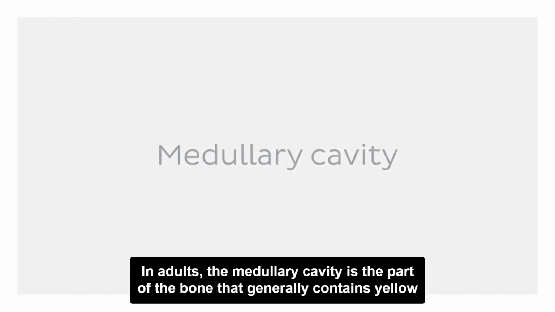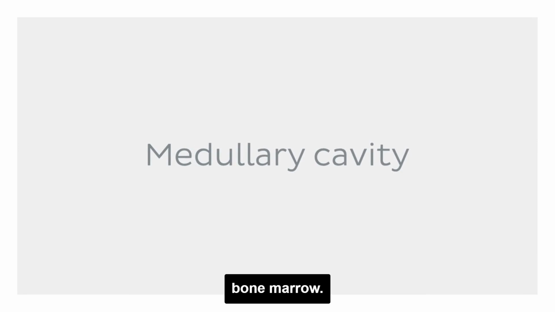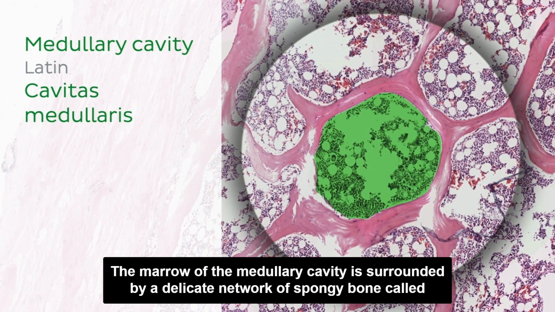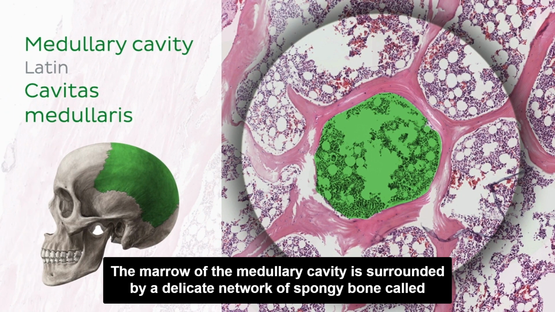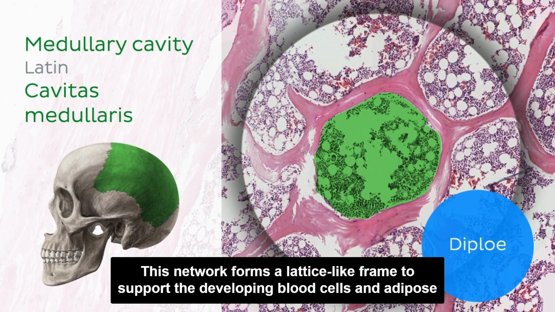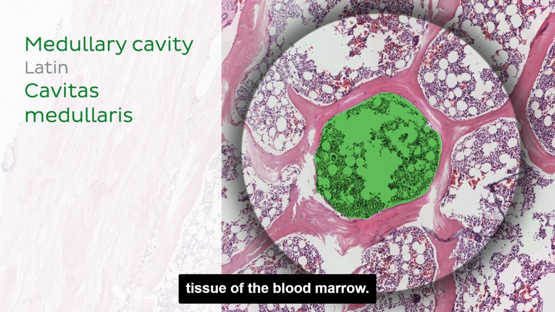Now that we've gone over the major features you'll find in mature bone tissue, let's now look at the inner region of bone. The inner region of long bones is usually called the medullary cavity. There are some exceptions. For example, the inner region of the flat bones of the skull is called the diploe. In adults, the medullary cavity is the part of the bone that generally contains yellow bone marrow.